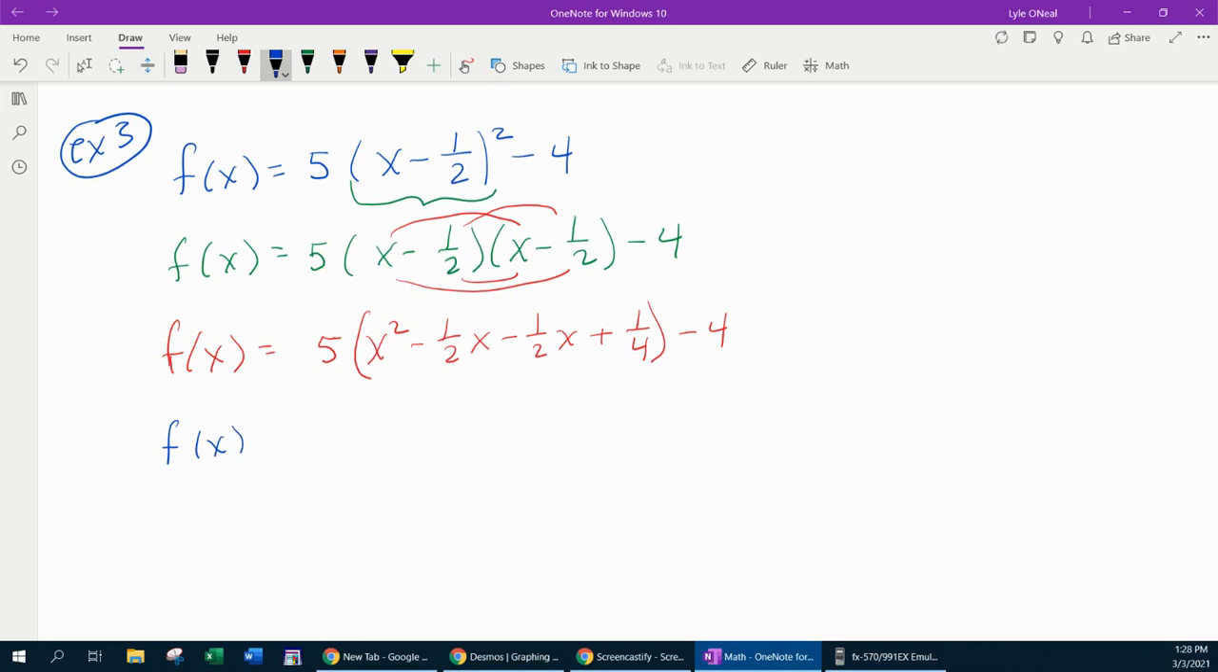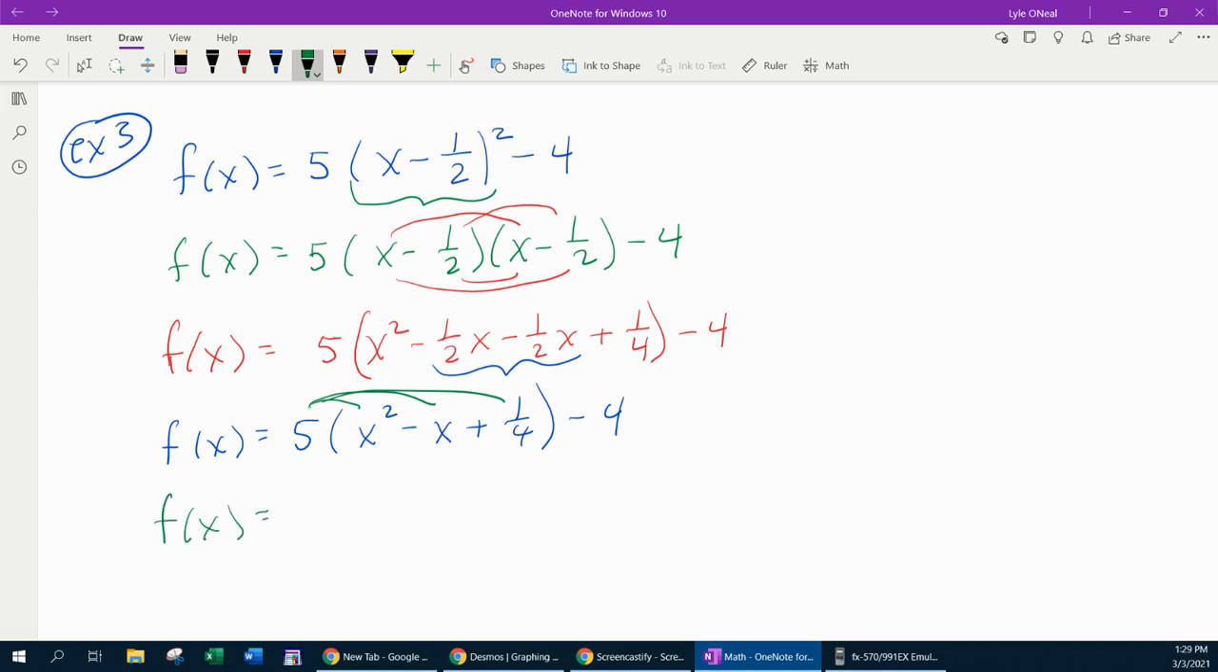Next step, we're going to have f of x equals 5 times... We need to combine like terms. X squared minus a half and minus a half is minus 1x plus a fourth, and the minus 4 comes down. And next we need to distribute the 5. And so that's going to give us f of x is 5x squared minus 5x plus 5/4, and the minus 4 comes down.